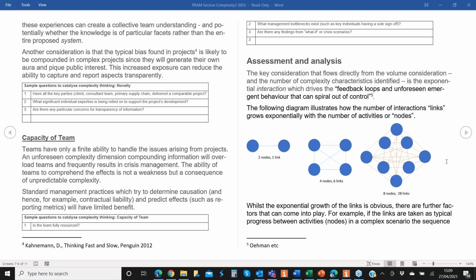Could I ask a question about the skills? It talks about significant individual expertise, but in my experience with these complex projects, often they're forging into new areas and the skill sets aren't necessarily available. So are we making an assumption here that all of the key parties are going to have all of the skills needed, or will we need to do some development or buy in those extra skills? It's a really good point.